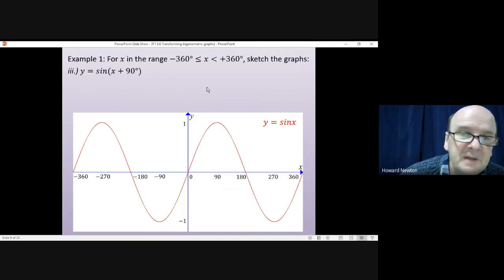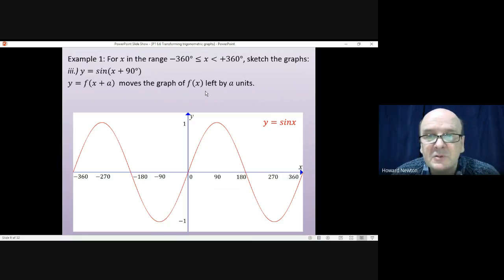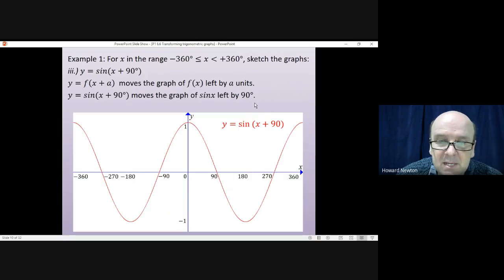y equals the sine of x plus 90 degrees. Well, in general, f of x plus a moves the graph of f of x left by a units. So the sine of x plus 90 will move the graph of sine x left by 90 degrees. So the whole graph will shift left by 90 over to there.